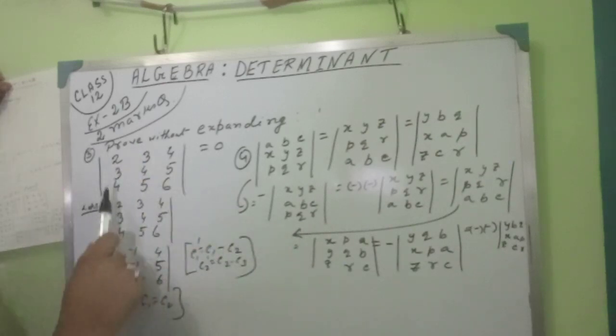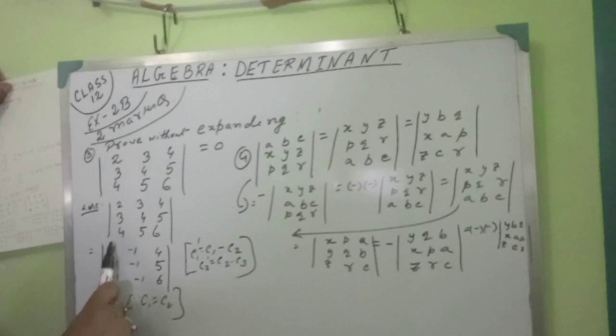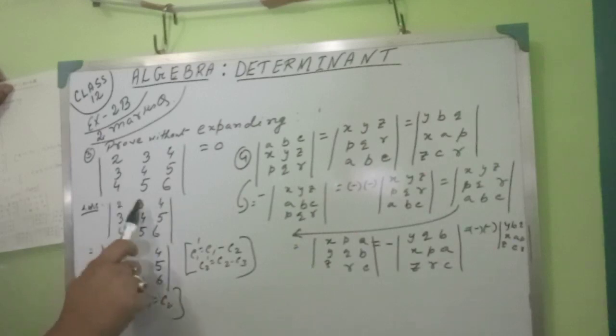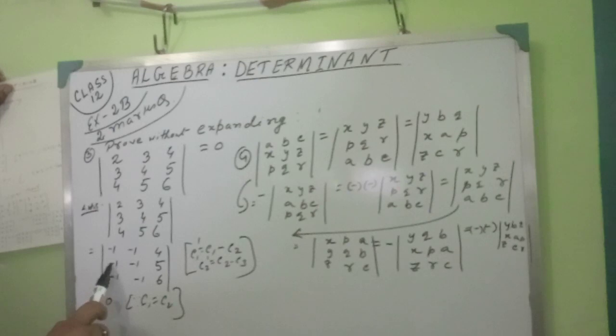Now first row is 2, 3, 4. We are going to change the first column, that is C1 dashed. C1 dashed equals C1 minus C2. This operation we have to give here. Similarly, column 2, that is second column, we will operate as C2 minus C3. What does it mean? C1 minus C2 means first column minus second column. So it's coming 2 minus 3, that is equal to minus 1. 3 minus 4 is again minus 1. 4 minus 5 is again minus 1.